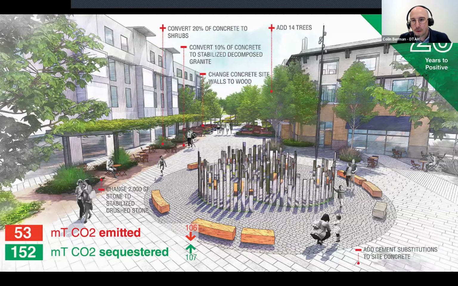Now, let's see how applying a climate-positive lens to the same urban plaza dramatically changes the outcome. By making a few key adjustments, such as converting 20% of the concrete paving to planting, adding 14 additional trees, changing some paving to crushed granite paving, and adding cement substitutes to site concrete, we have reduced the return to positive time to just 20 years. A remarkable change and a powerful story to tell a client and the public.